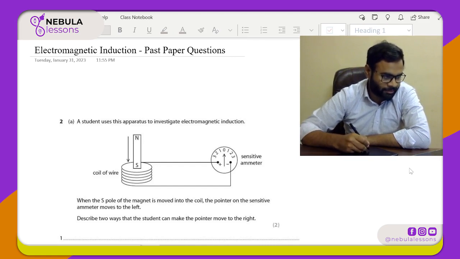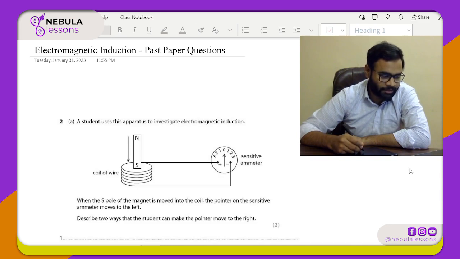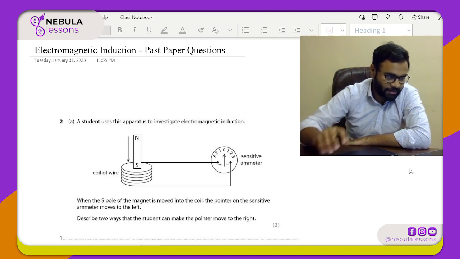Okay, so the label says the coil of wire. The poles of the magnet are labeled, and the terminals of the coil are connected to this sensitive ammeter. You can see that it goes both ways, the right side and the left side.